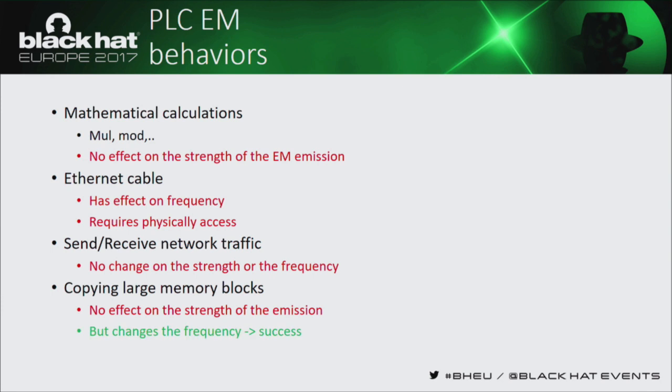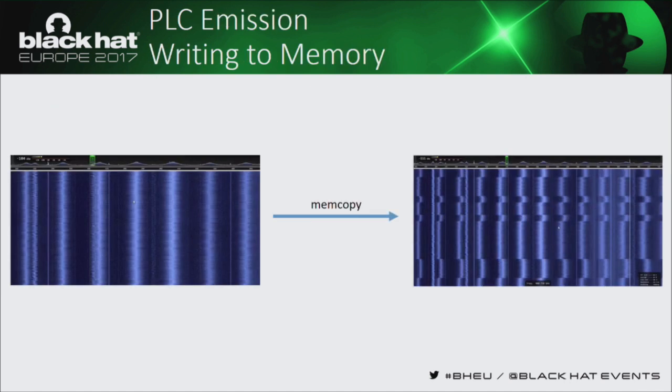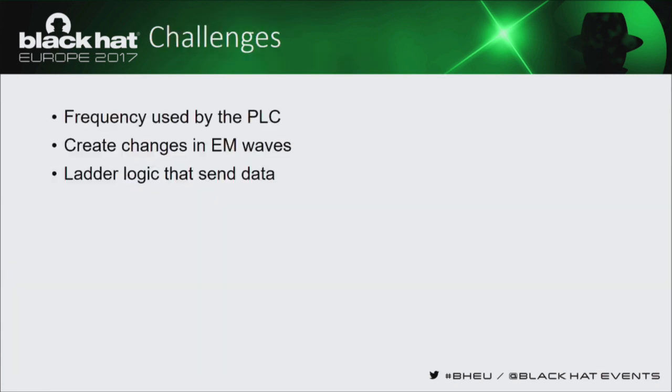We wrote a ladder logic. Basically, the PLC gives you a memcopy-like API, so you can give it one buffer and a destination buffer, and it would copy the buffer. We saw that when we did that, there was this very nice shift in the frequencies. Every time you see a shift, it's because we were copying a buffer for, let's say, 1 second, and the frequencies created by the PLC would move. Great, so now we know what frequencies are relevant, and we know how to create a change, and we create this change through the ladder logic.